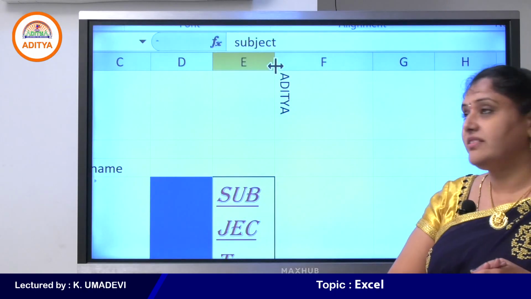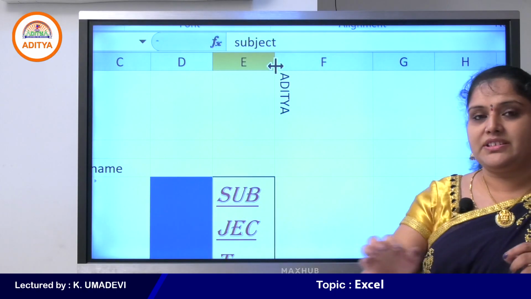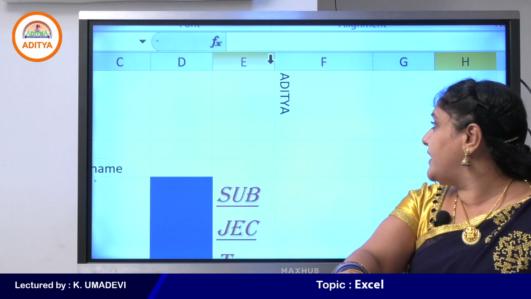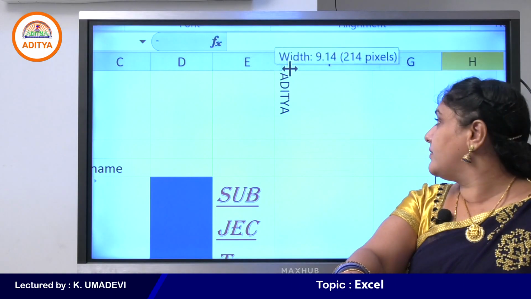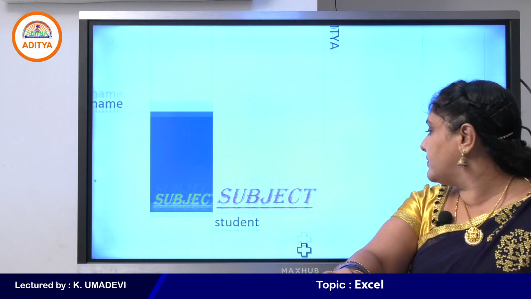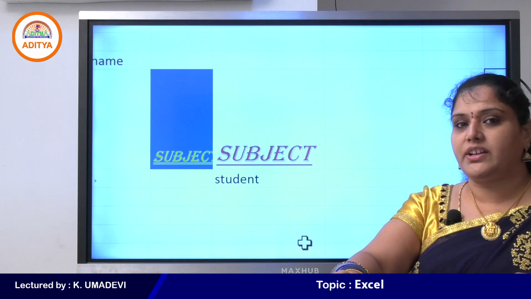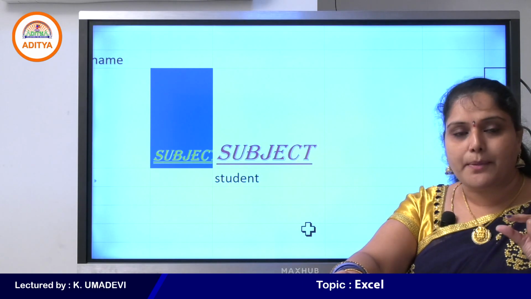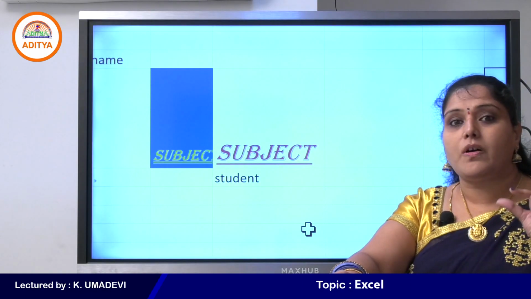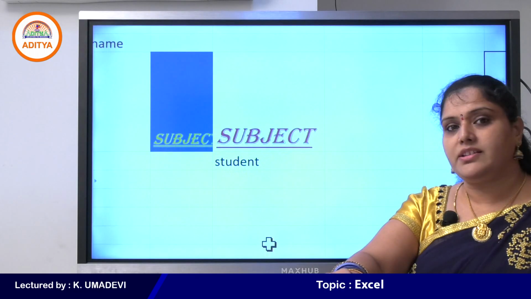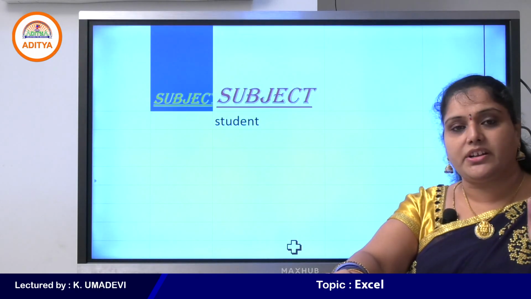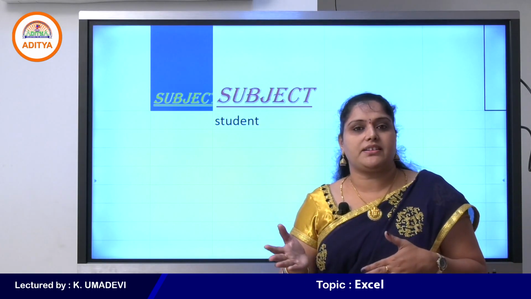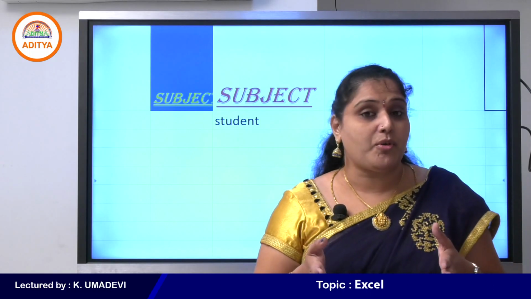I'll zoom the screen, okay? Just click and drag the double pointed arrow to left and right. See, now the text is adjusted in a single line. So data wrapping automatically adjusts to the column width. Or else if you click on wrap text, it displays the text in multiple lines without overflowing to the other cells. Clear, students? So this is about wrap text.